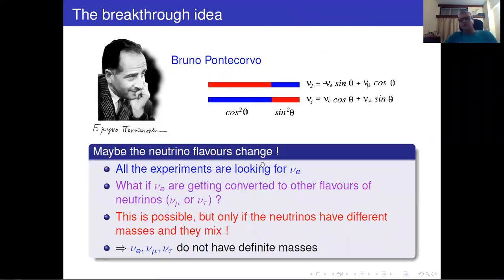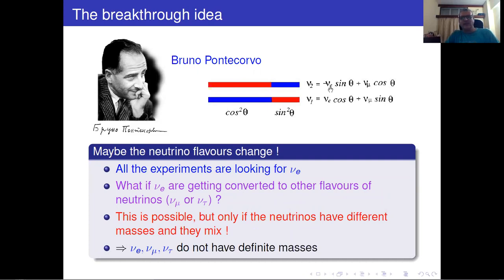And Bruno Pontecorvo was the one who suggested the solution that we know works now. So the solution is that maybe electron neutrinos mix with some other kind of neutrinos, okay? And the mass eigenstates are not the same as flavor eigenstates.